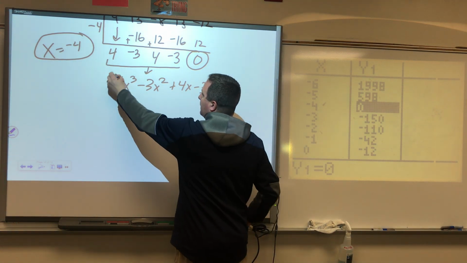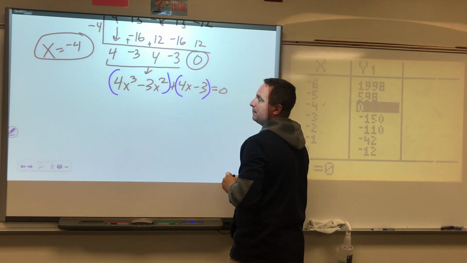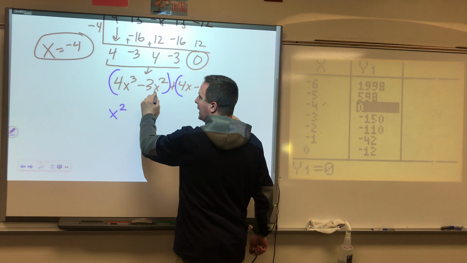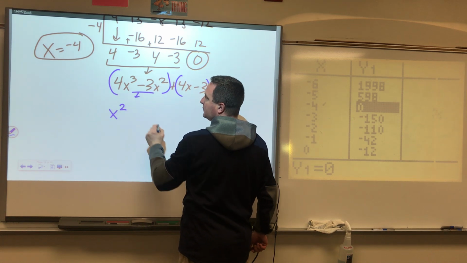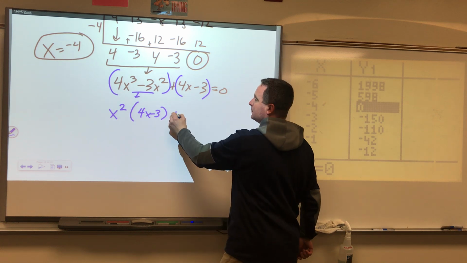Okay, so let's do grouping. I'm going to group the first 2, and I'm going to group the last 2. This is very similar to the last problem. Okay, I'm going to take out x squared. I think they both have an x squared in common. And I get 4x minus 3 left over.